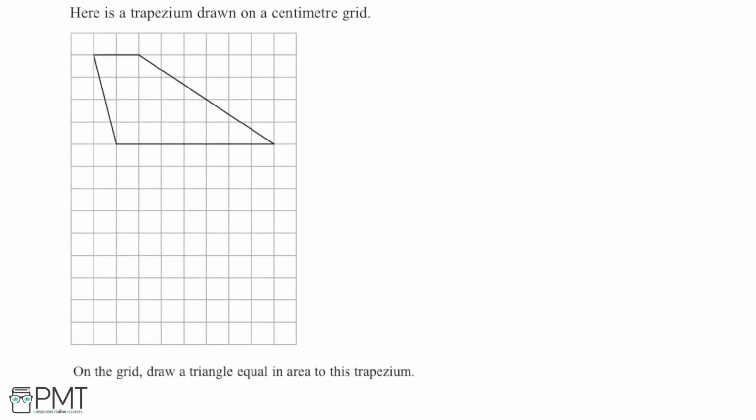So in this question, I have a trapezium drawn on a centimetre grid below, and I'm asked to, on the grid, draw a triangle equal in area to this trapezium. So we need to find the area of this trapezium and then draw a triangle of this area below it on the grid. So a good place to start here is going to be by finding the area of this trapezium.